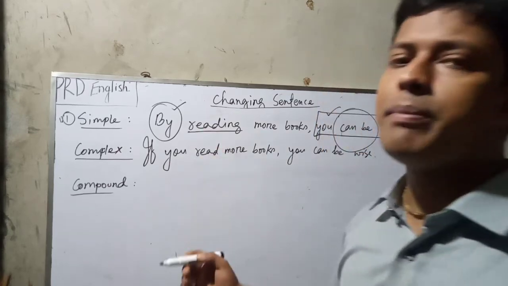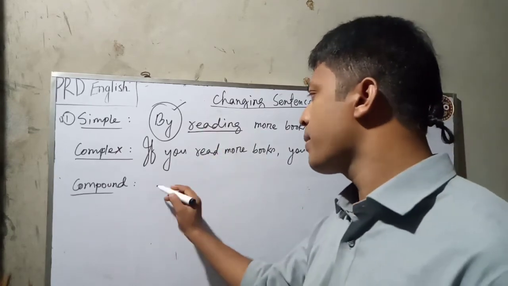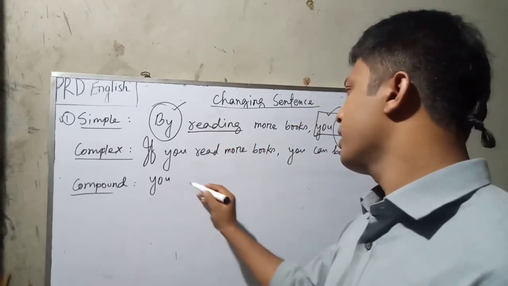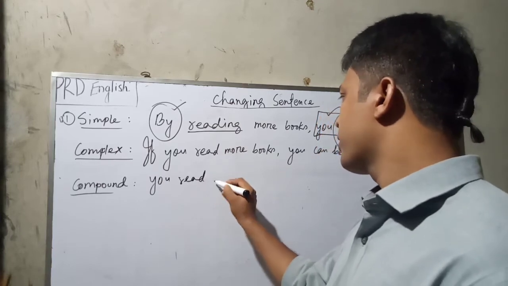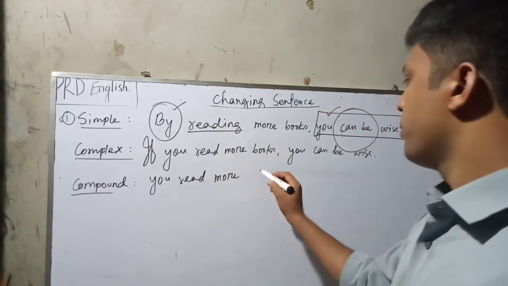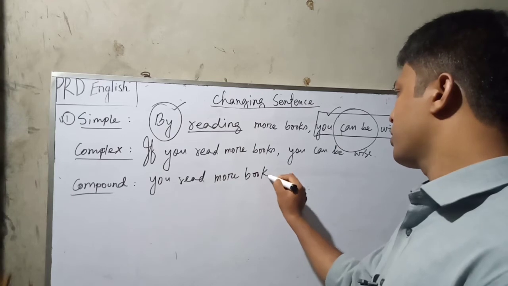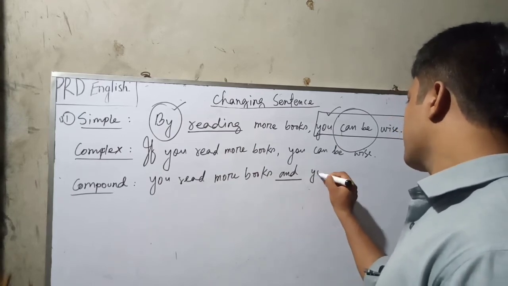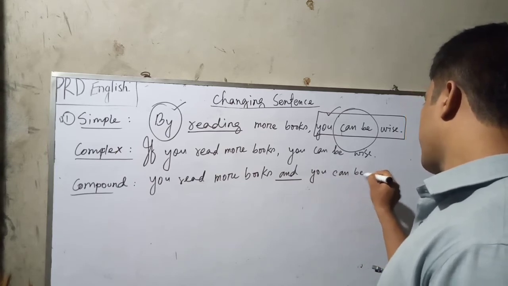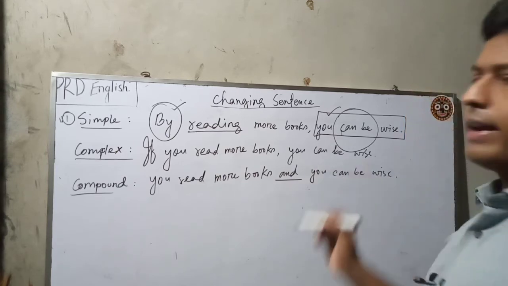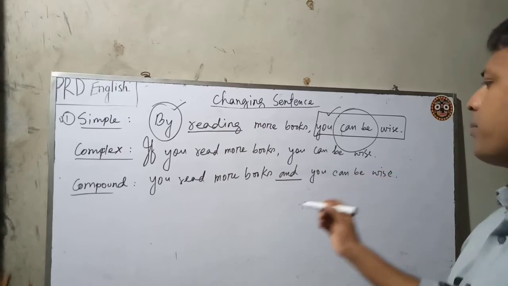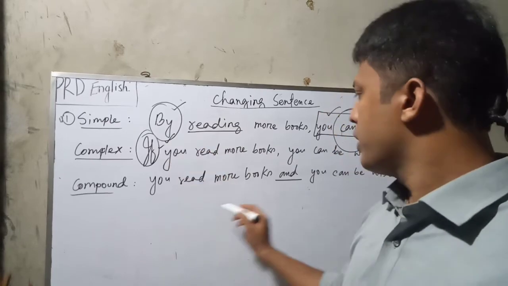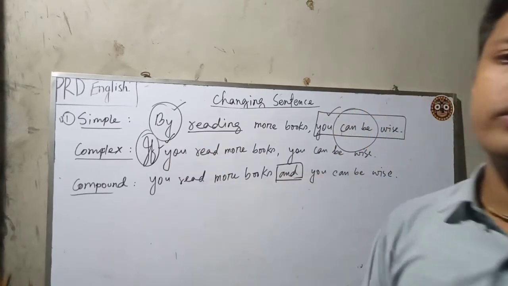Okay, if I see by, how to make it compound? Then I have to put the subject again, you. Read more books, and is the joining word, the conjunction, and you can be wise. This sentence is compound now. So I can say here, instead of by or if, you must put and in a compound sentence.